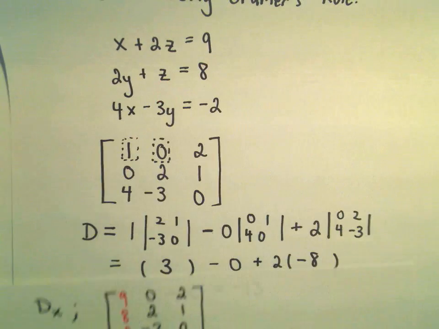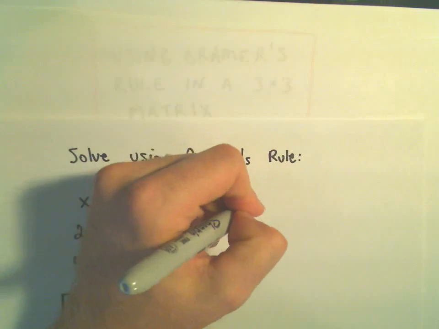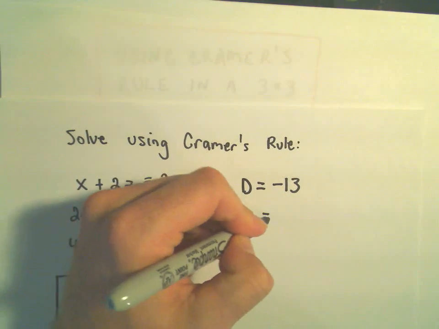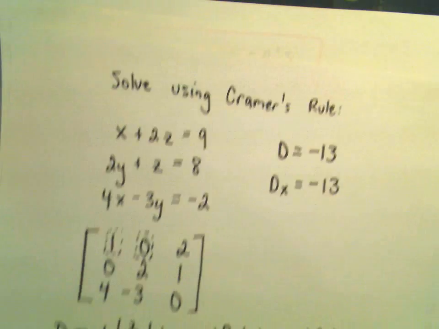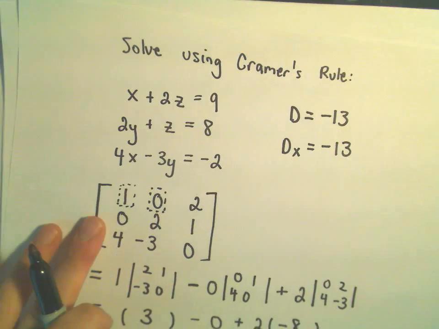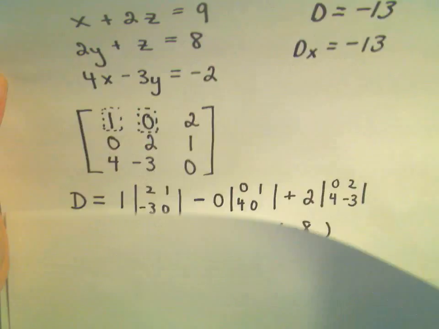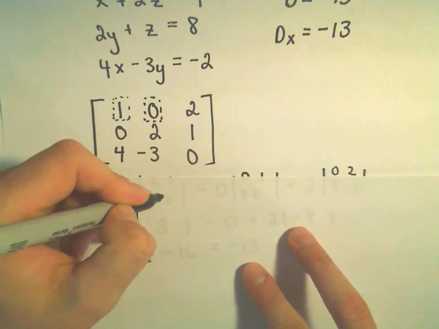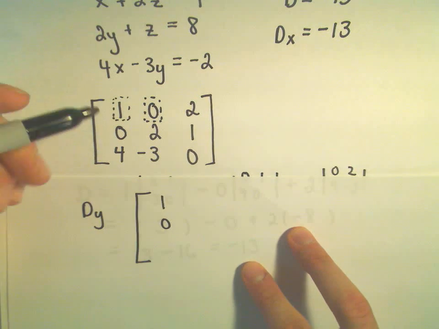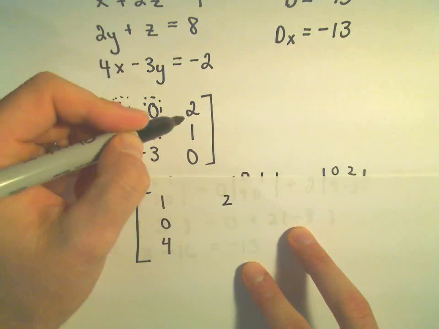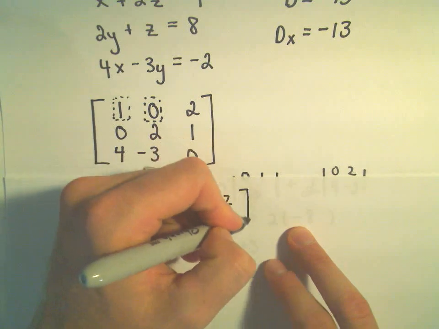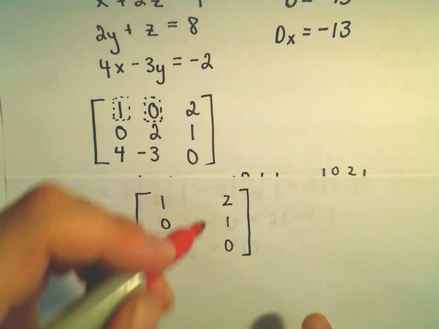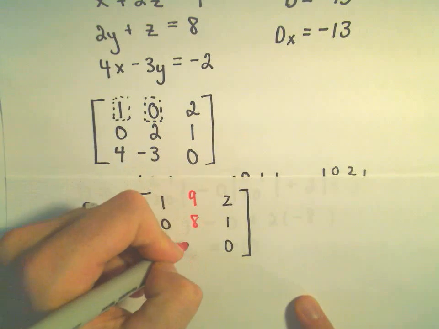So we figured out D back here was negative 13. I'm going to keep them all over here to keep it organized. We now figured out our D sub x value was also negative 13. Alright, so next we have to compute our D sub y value. Now I'm going to leave the original x column alone, so 1, 0, 4. I'm going to leave the z column alone as well. And then again, just like before, now I replace the y column with these values 9, 8, and negative 2.